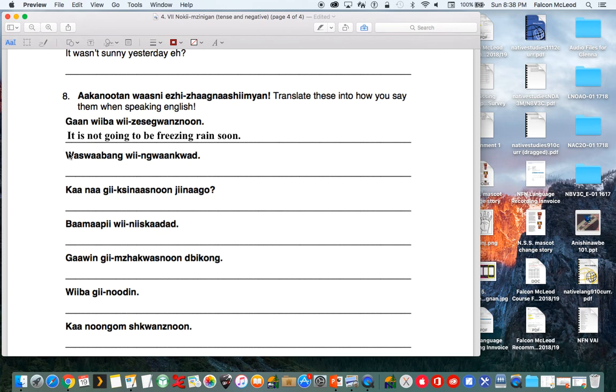So again, you can look all these words up too. So waswabang, what does that word mean? Guan kwed, what does that mean? And then we know is future tense.